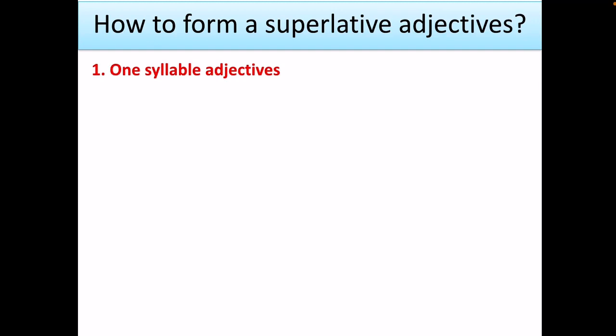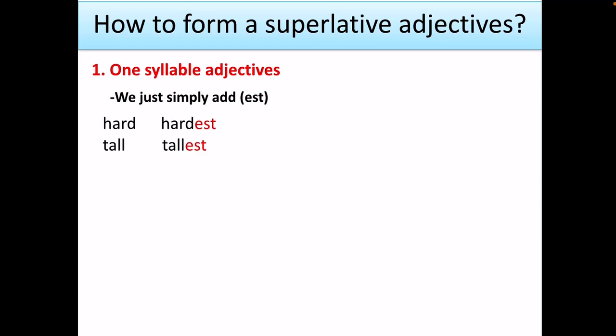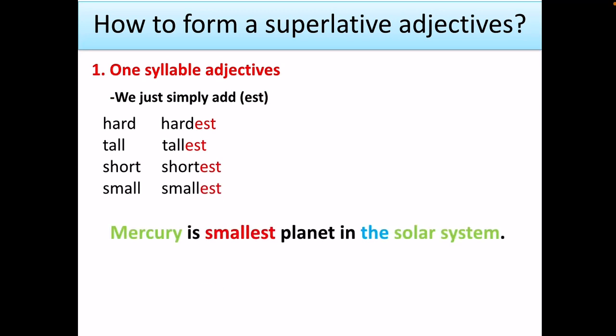The same thing if I have a one syllable adjective. إذا كان عندي صفة من مقطع صوتي واحد we just add est on the end of the adjective. Hard, hardest. Tall, tallest. Short, shortest. Small, smallest. Mercury is the smallest planet in the solar system. Okay, يعني هنا Mercury هو أصغر كوكب في المجموعة الشمسية.